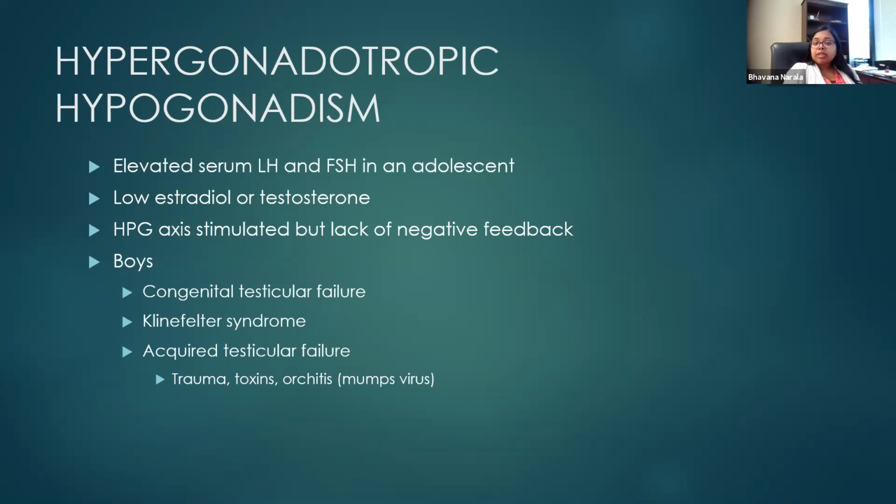Klinefelter syndrome is common. Some of these kids could go through puberty normally, but then would present later on with infertility and low testosterone levels. Or they may need help even to have induction of puberty. And then you can also have acquired testicular failure. These kids could have had trauma to the testes, could be some sort of toxins, chemotherapy, or other toxins. And then orchitis, mumps virus commonly has been known to be associated with causing testicular failure.